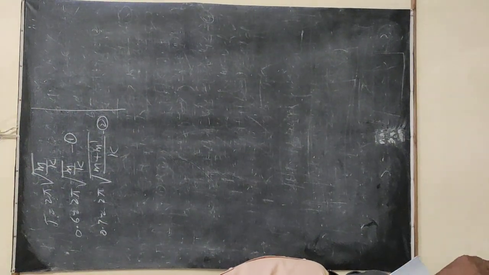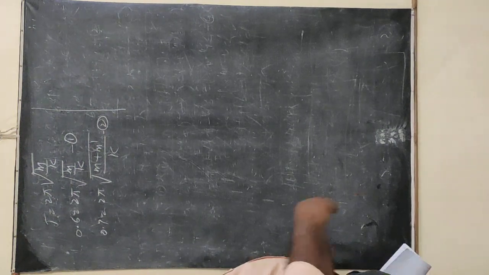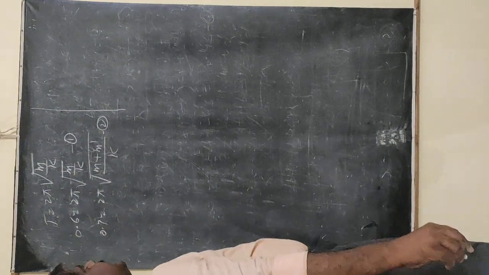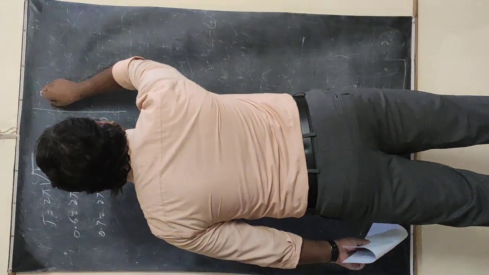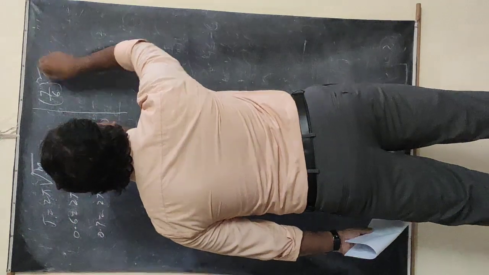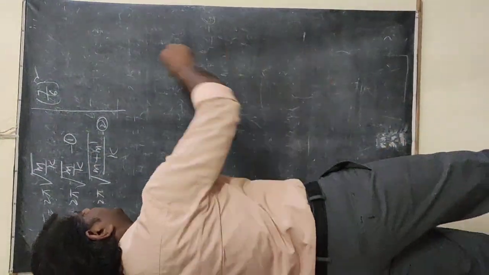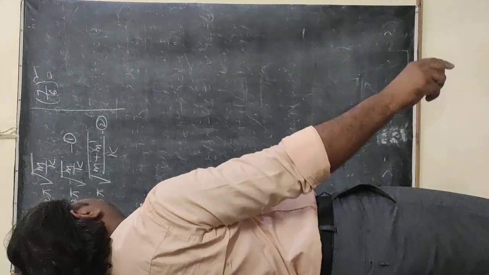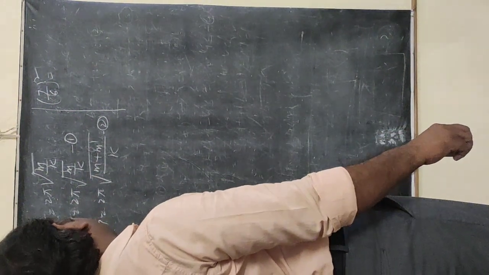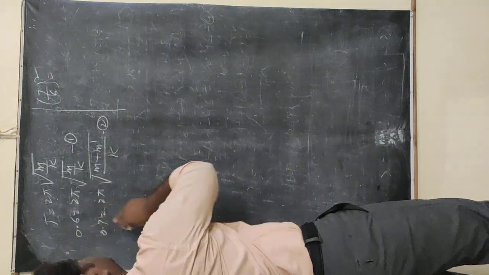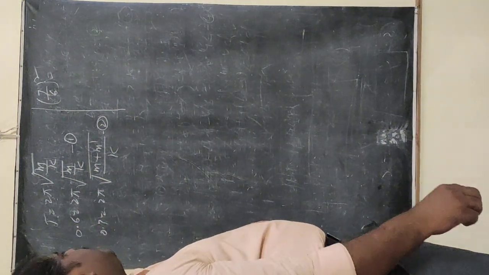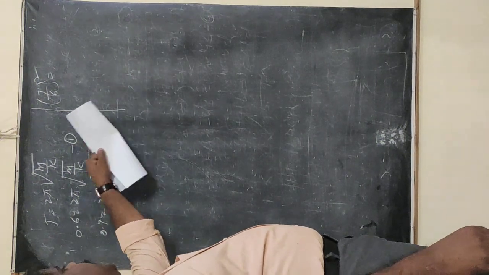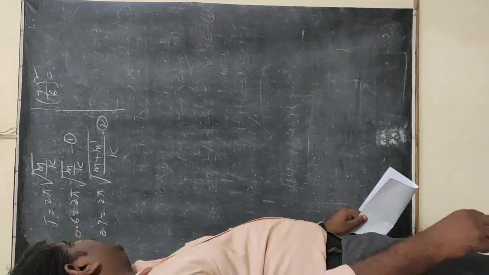If you divide the second equation by the first equation, and we take the squares, 0.7 by 0.6 can be written as (7 by 6) whole square, because the decimal points are going to be cancelled. That equals 4 pi square into (m plus m dash) by k, over 4 pi square m by k. 2 pi will be cancelled here, and k is also going to be cancelled here.